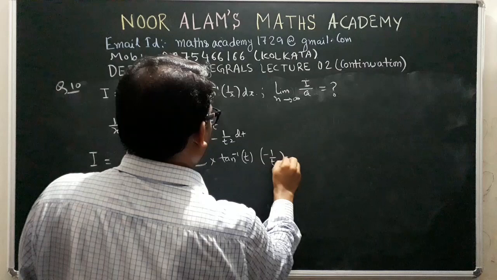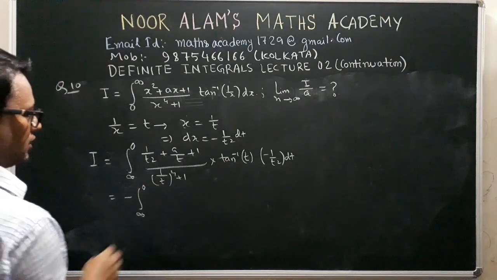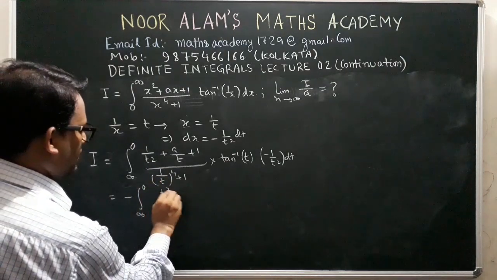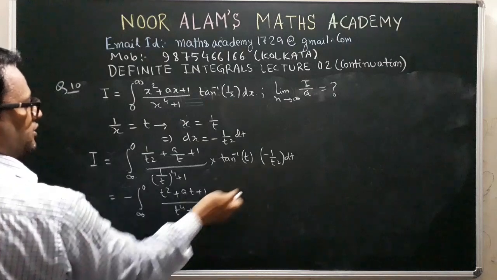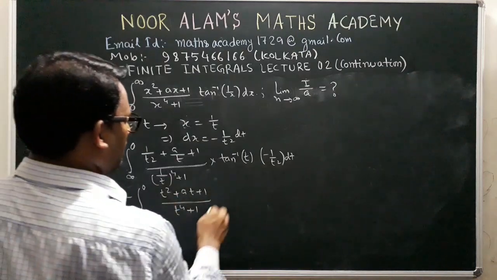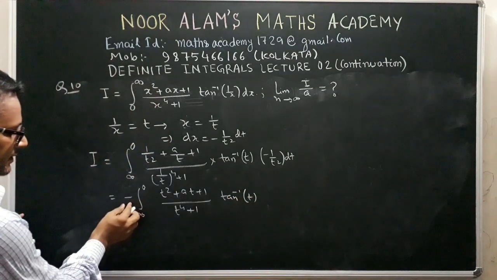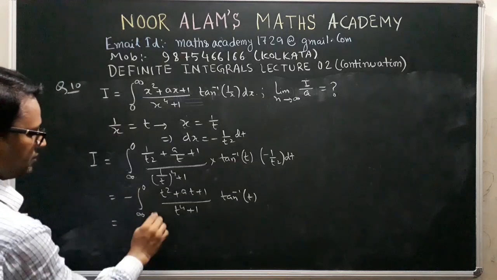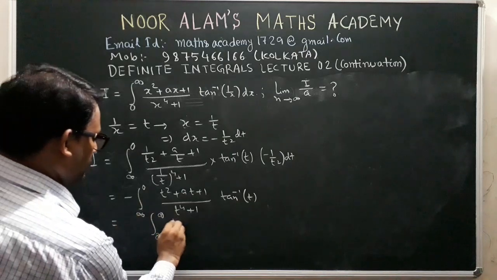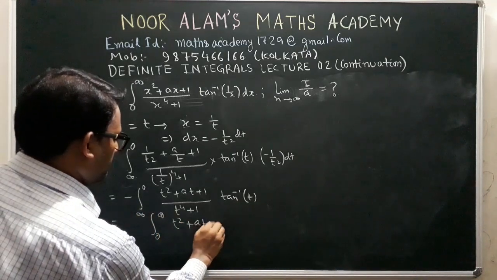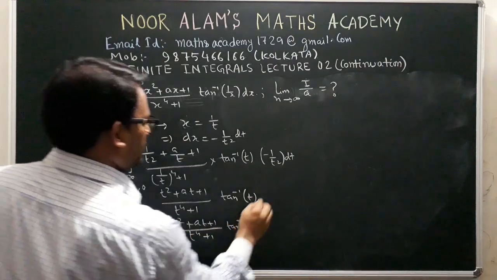So now when we simplify, this negative sign will come outside, so we get minus infinity to 0. Now after simplification we get in the upper part t square plus at plus 1, and the lower part we have t power 4 plus 1, because 1 by t square cancels out with this t power 4, and here we have tan inverse of t. Since the integral has the negative sign in front of it, we can interchange the upper limit and lower limit, so this sign becomes positive. So t square plus at plus 1 by t power 4 plus 1, tan inverse of t, dt.